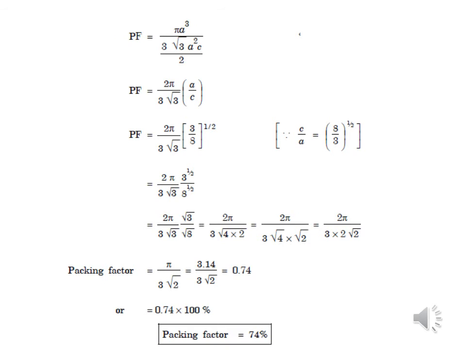Therefore, APF equals 2 pi by 3 root 3 into 3 by 8 whole power 1 by 2. Simplify this equation. Atomic packing factor equals pi by 3 root 2. Pi is 3.14 divided by 3 root 2, that is 0.74. In percentage, 0.74 into 100% is 74%. Atomic packing factor or packing density is 74%.